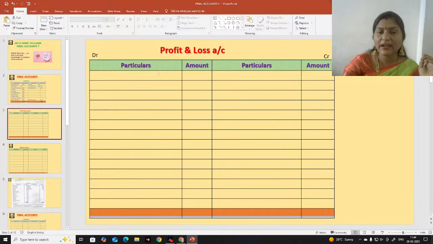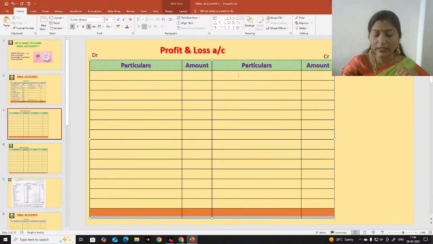But where will we write? In the trading account, gross profit comes on the debit side, but in the profit and loss account we will record it on the credit side. Opposite side we should write whenever we bring it down. Gross profit is actually the answer in the trading account, that appears on the debit side, but in the profit and loss account we are going to write it on the credit side. Okay, so let me write it.